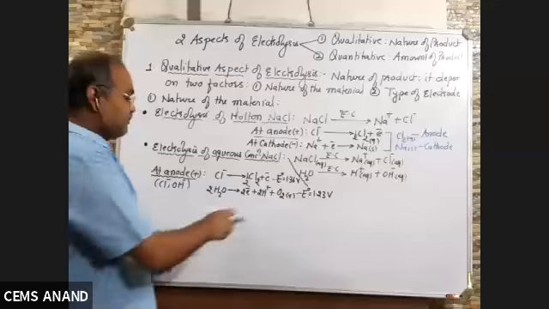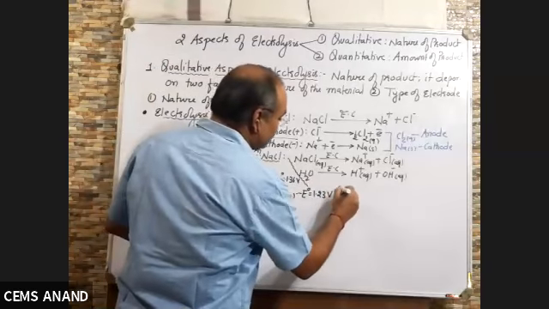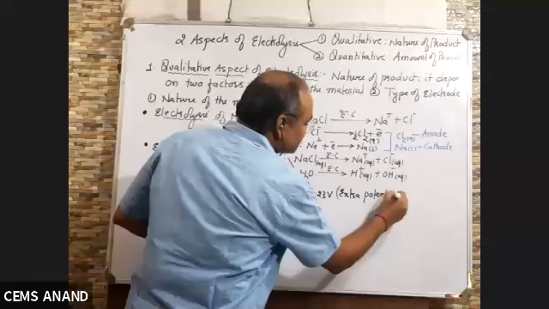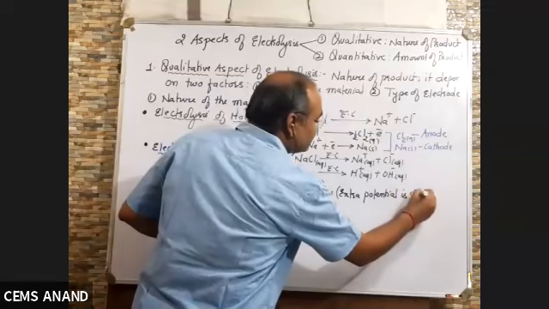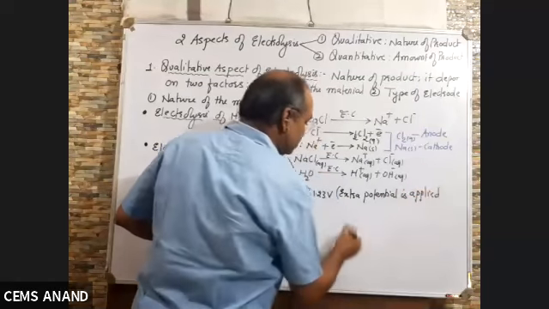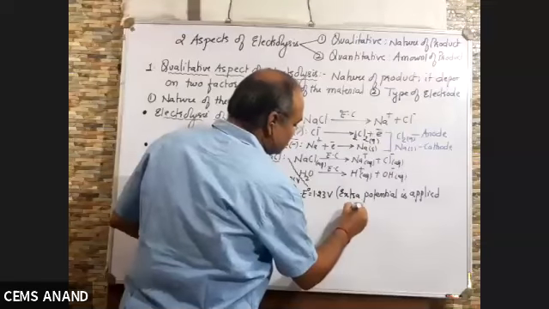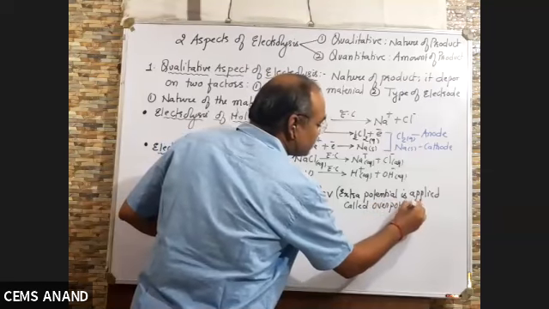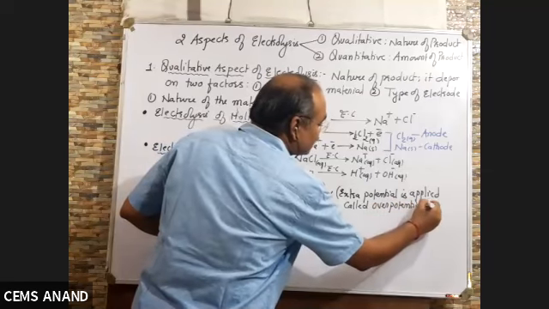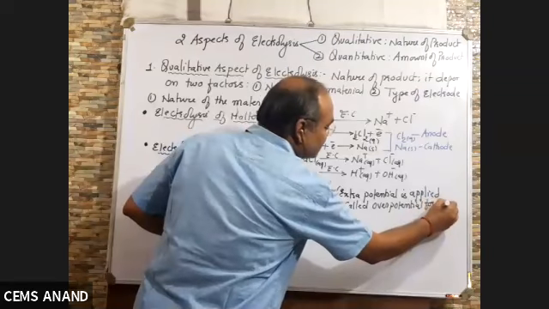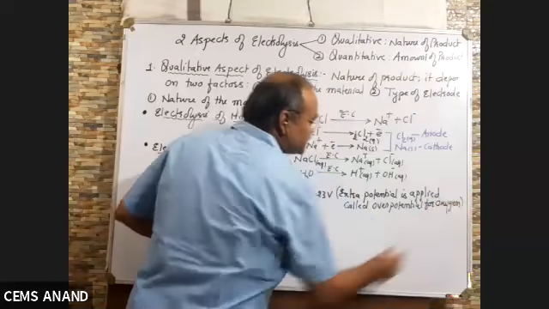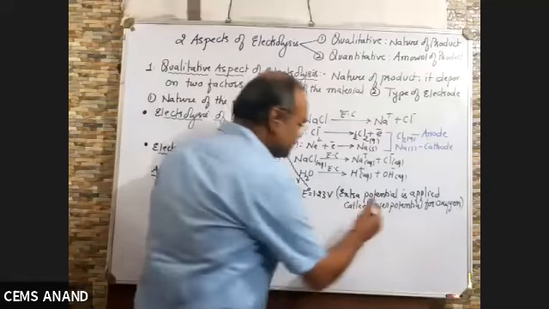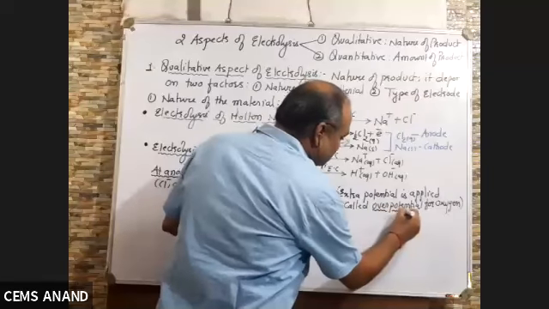What happens here? Extra potential is applied, called overpotential for oxygen. So when extra potential is applied, which is called overpotential, this definition is also called overpotential.